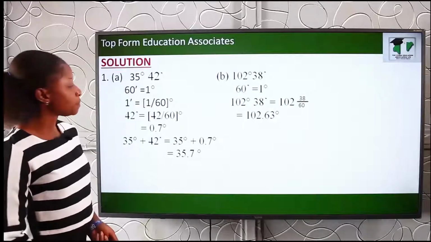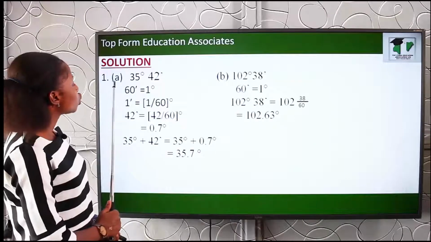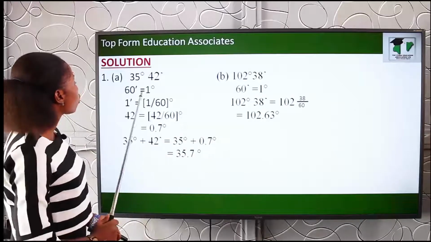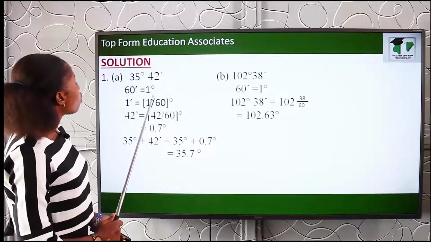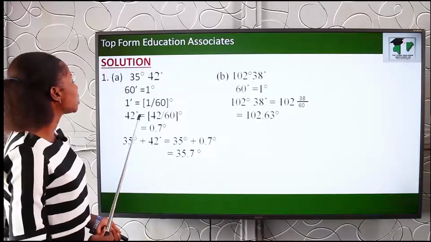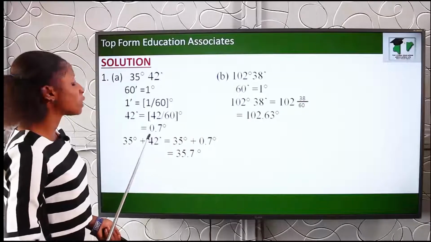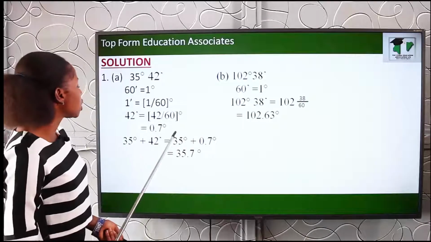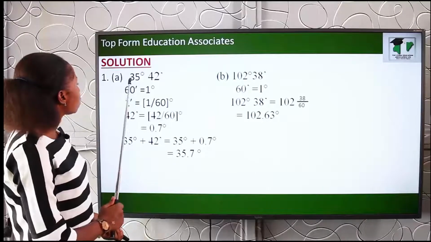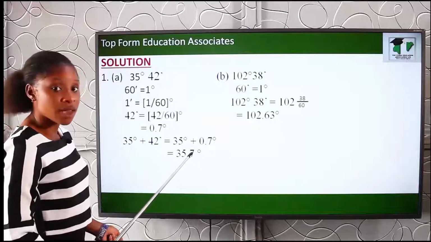Now, solution. The first one, we are asked to convert these to decimals of degrees. So like we learned, we are just going to divide 1 over 60. You know, 60 minutes will give us 1 degree. So to get 42 minutes, we're going to divide it by 60. And we have 0.7 degrees. So in essence, 35 degrees, 42 minutes is equal to 35.7 degrees.